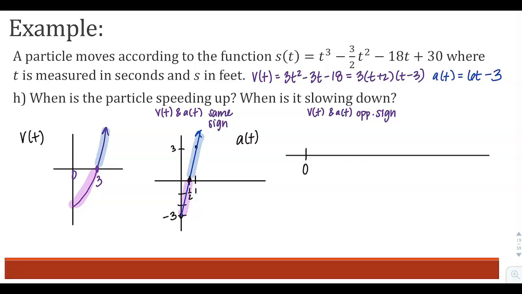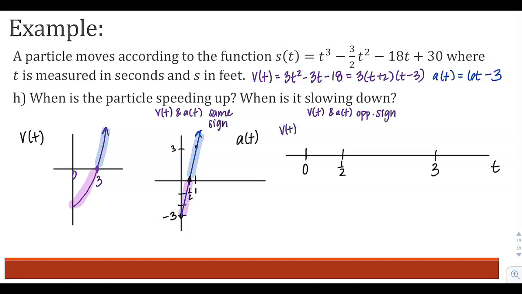So I'm concerned with what's going on beyond 0. So these are my times, and the numbers that are important on the t-axis here are going to be positive 1/2 and 3. So what I'll go ahead and do is think about the two different functions that we have here. So we have v of t and we have a of t.